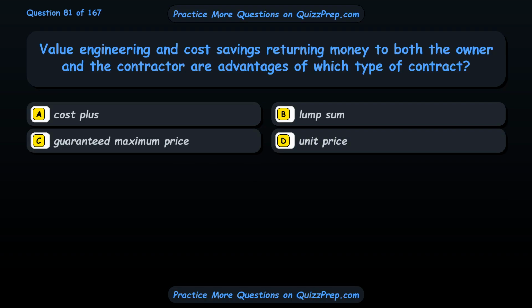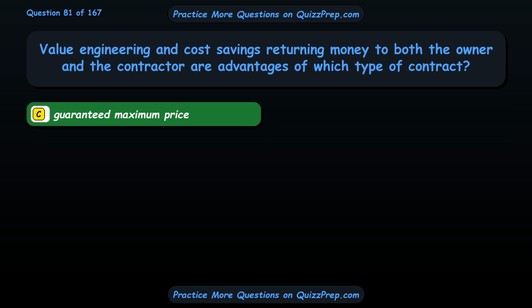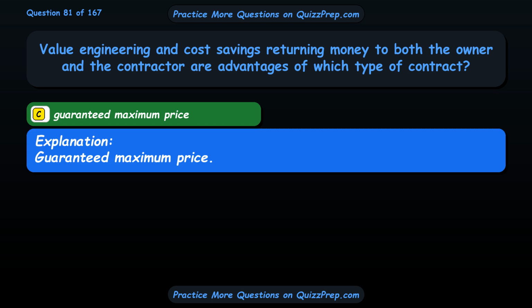Question 81. Value engineering and cost savings returning money to both the owner and the contractor are advantages of which type of contract? Option A, cost plus. Option B, lump sum. Option C, guaranteed maximum price. Option D, unit price. The correct answer is option C, guaranteed maximum price.